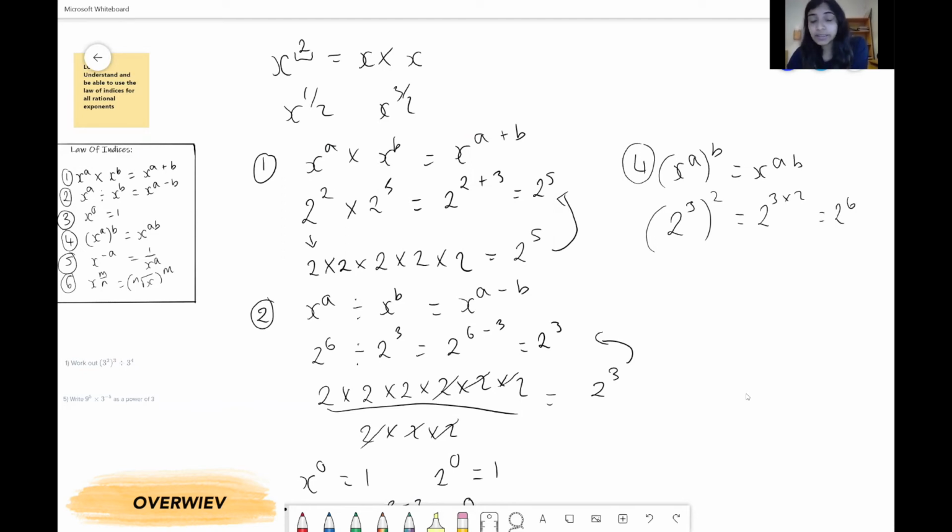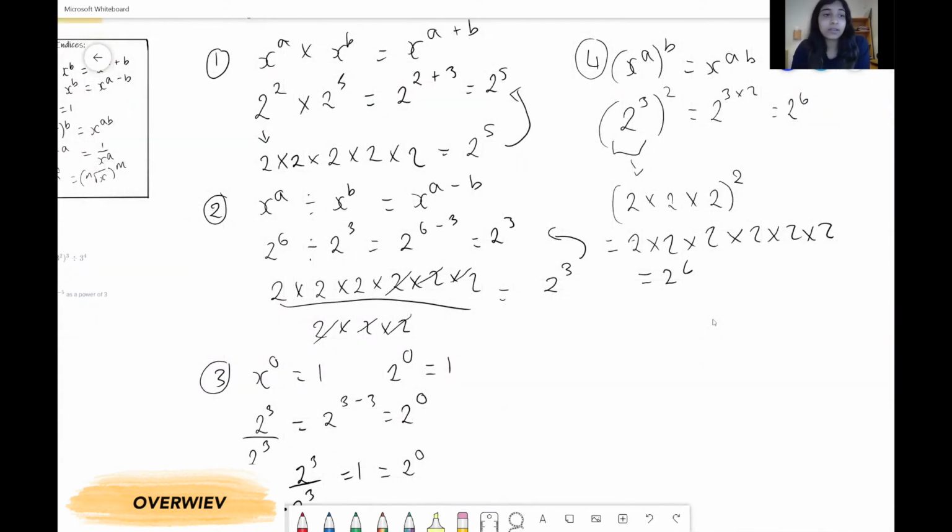How do you see that? If you take the term in the bracket first, that is 2 times 2 times 2. Then if you raise this to the power of 2, this means that you need to multiply this term by itself, so you would get this twice. You get 2 times 2 times 2, and then times 2 times 2 times 2, which is equal to 2 to the power of 6. That's showing you how that rule works.